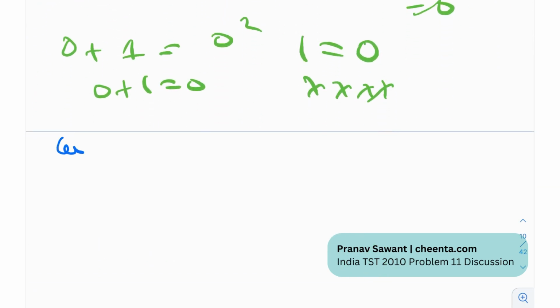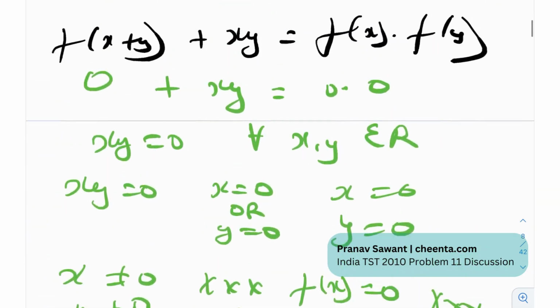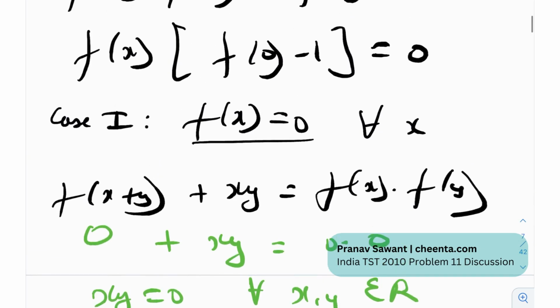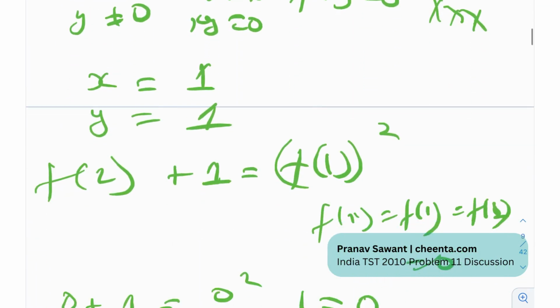So then we move on to case number 2. And what was case number 2? It was f of 0 is equal to 1. We had that over here, so f of 0 is equal to 1. Let's just analyze this case.